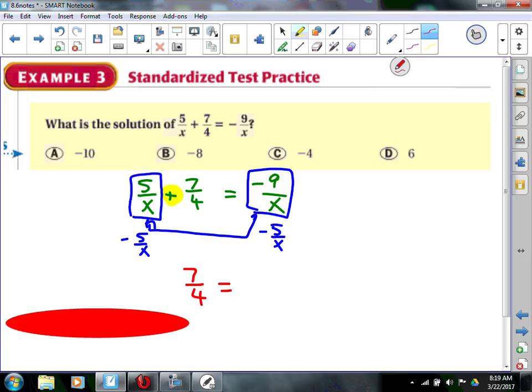Be careful. Yeah, it is -14 over x, isn't it? Okay, so that's going to be -14 over x. And how do we solve proportions?